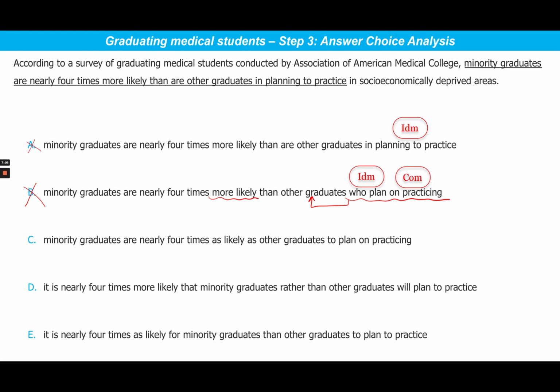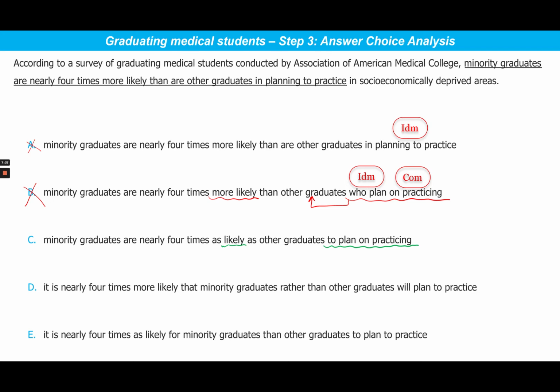Choice C is the correct answer. It says minority graduates are nearly 4 times as likely as other graduates to plan on practicing. This is exactly the expression that we are looking for, the correct usage of likely to plan on practicing.